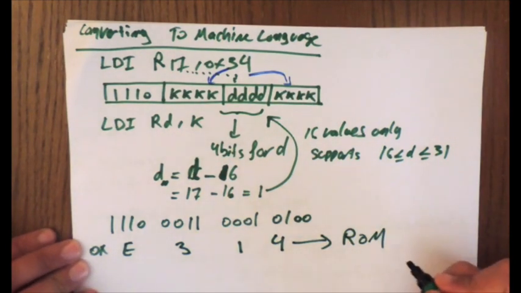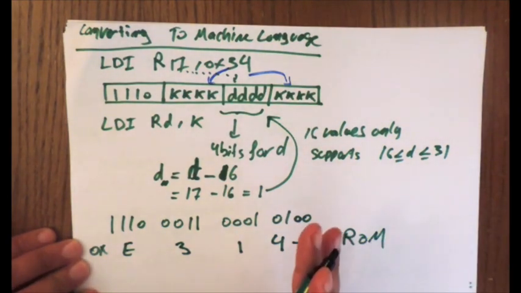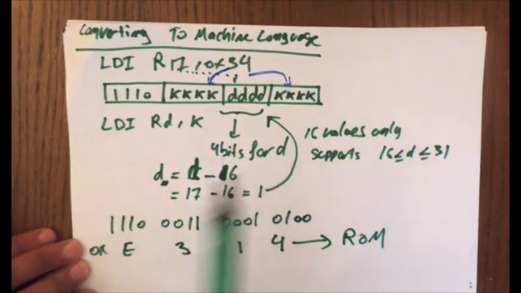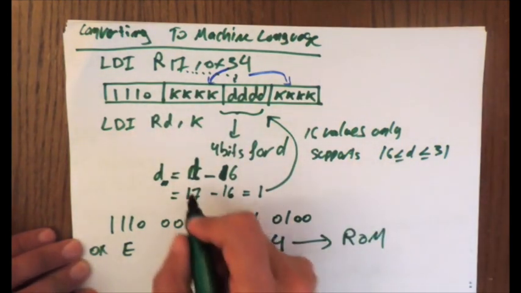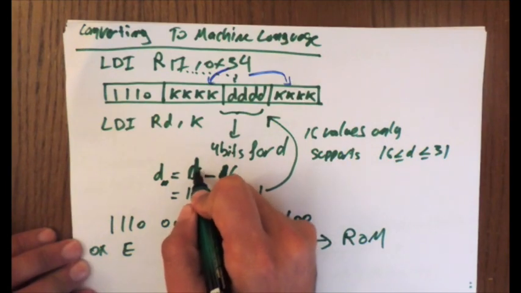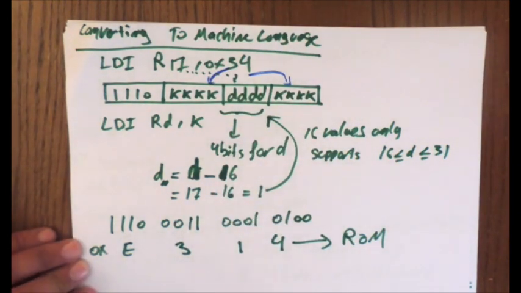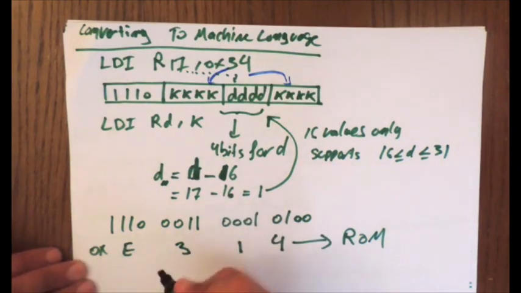So this will go inside the ROM. This is the machine language I'm talking about. This is what the processor will read. It will not read LDI R17, 0x34. It will actually read E314 and will translate it to LDI and will place 34 in R17. So always remember, with LDI we need to subtract 16 from D. So let's take another example to calculate D.